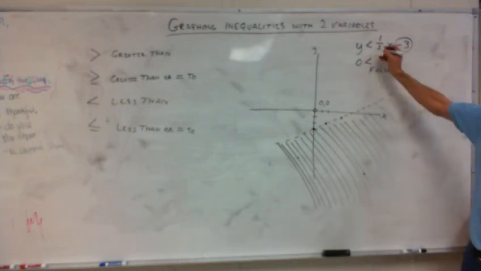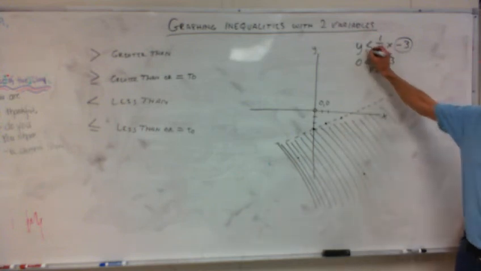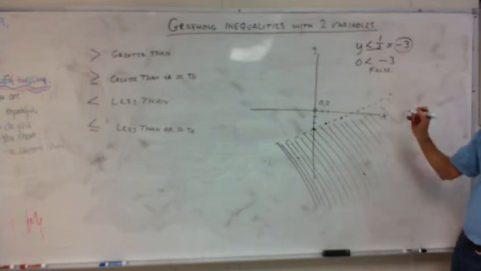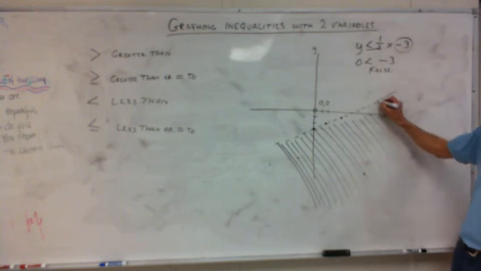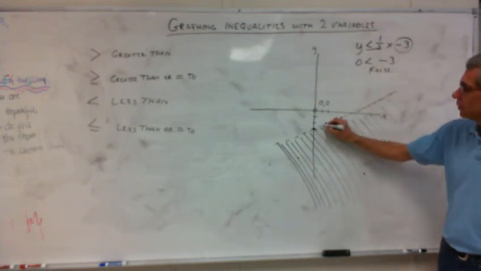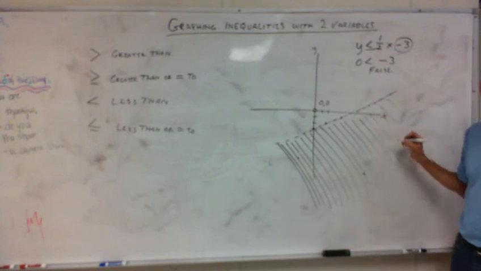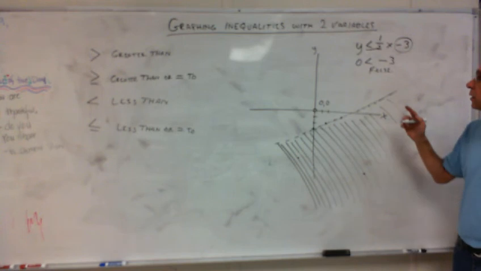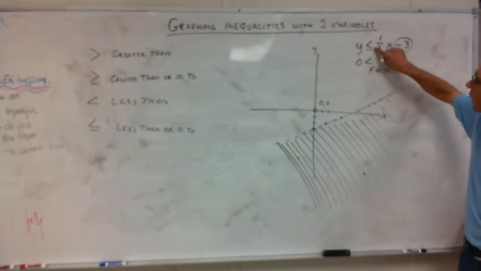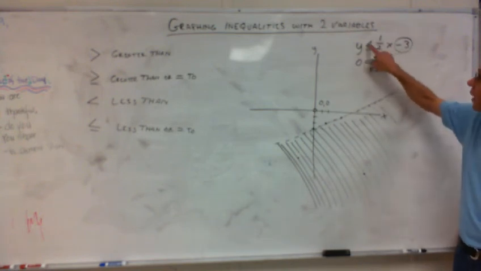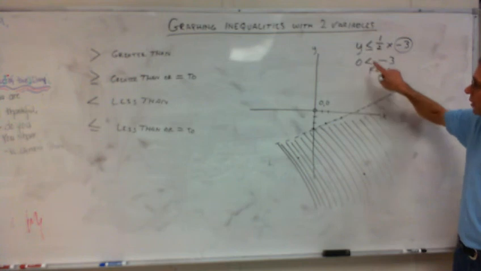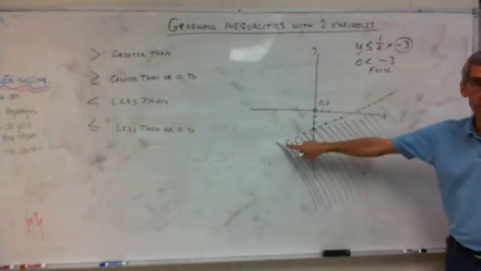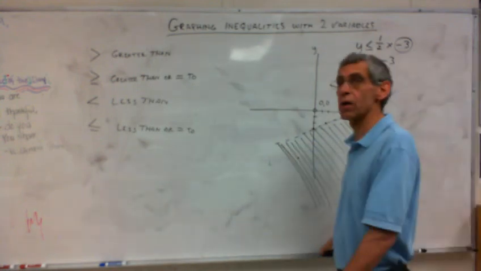Now, had I written it like this with less than or equal to, now that line would be solid. And you would still shade it in. Okay. It would be the same thing. Does that make sense? If this said y is less than or equal to, then this line would be solid. Okay, right? All right, let's try one more.